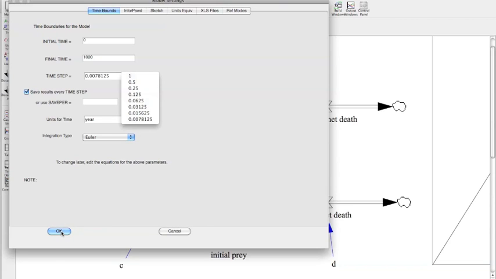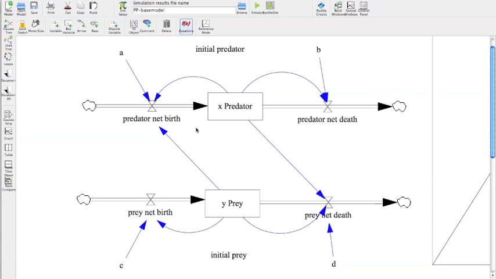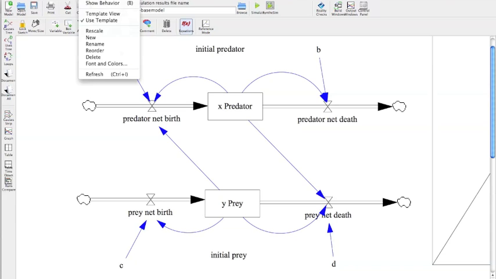All right, so with this said, I'm going to zoom out of this so we can actually run the model.